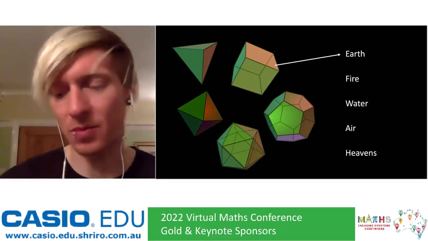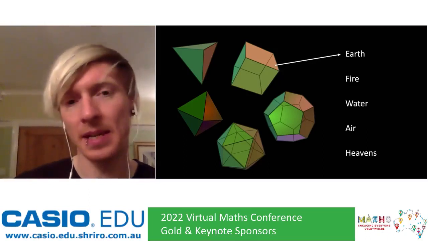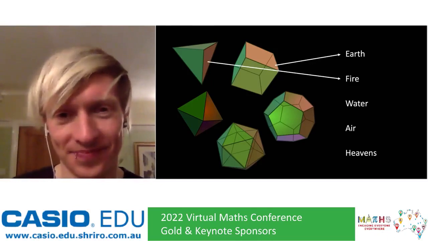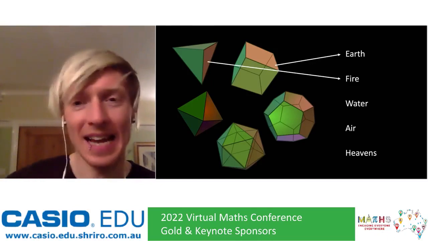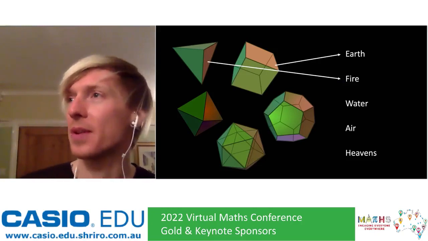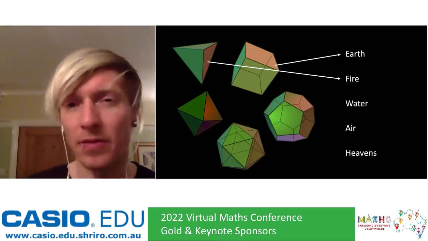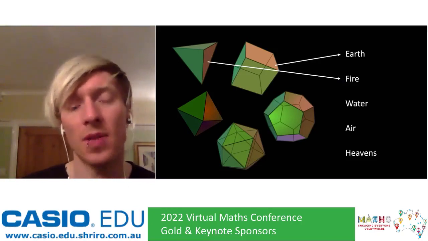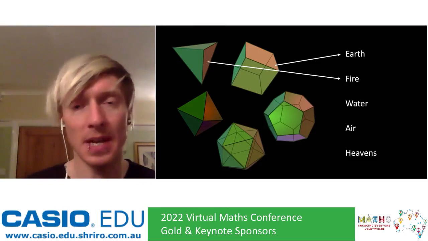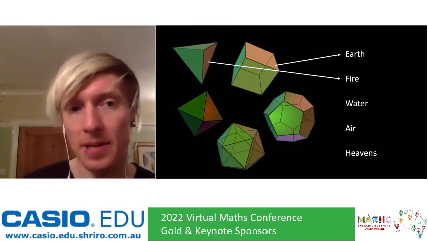Now, for the next one, fire is going to be the tetrahedron. Again, I think this one makes some kind of logical sense. Plato said fire is sharp to the touch, it's painful to the touch, and so therefore it should be represented or built from the sharpest solid, the sharpest shape.